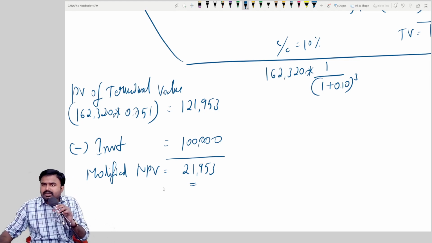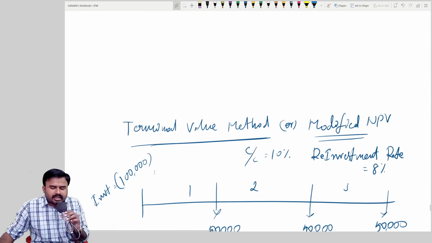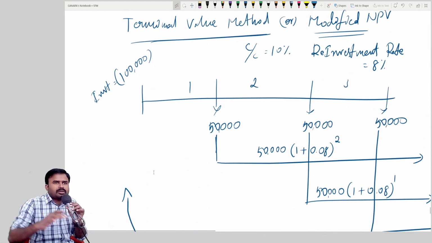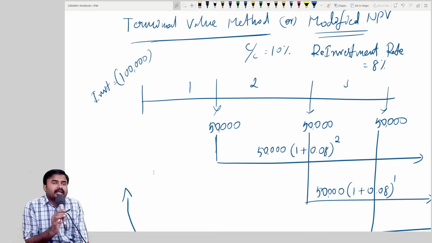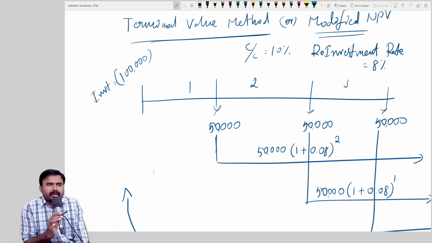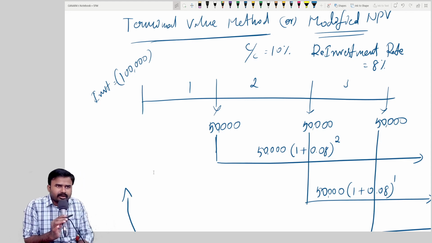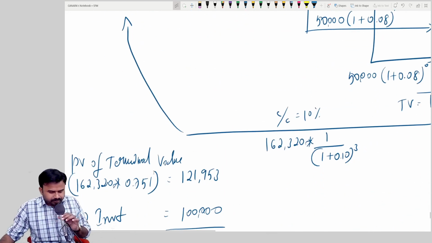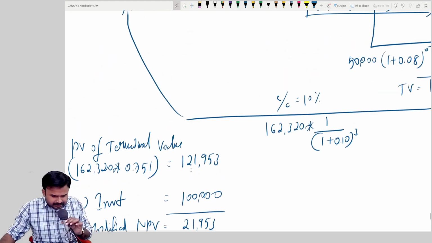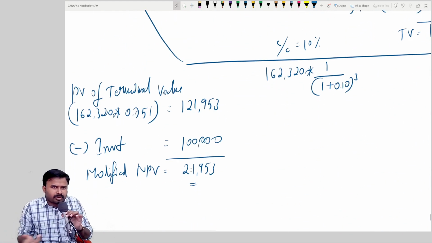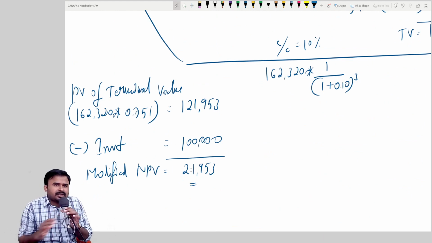And this method is known as the terminal value method. Under the terminal value method, this is the process. First, convert all the year's cash inflows into terminal year by using reinvestment rate as your compounding rate. Then you'll get some terminal value. Such terminal value must be discounted at cost of capital. Then you'll get the present value of terminal value. From that, deduct your investment, and whatever value you get is known as modified NPV. If this modified NPV is positive, I can accept the project. Otherwise, I'll reject the project.